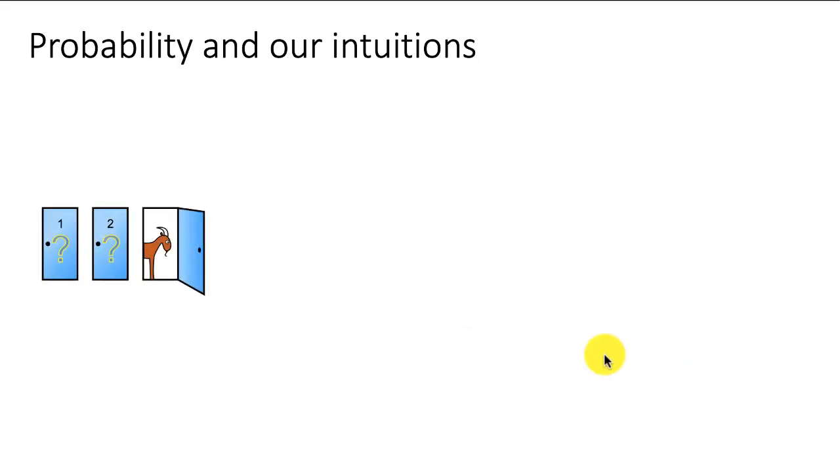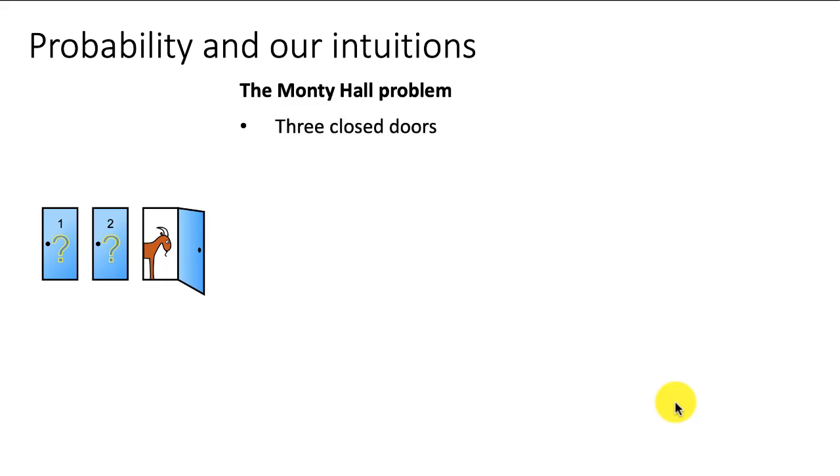Final scenario we have is a game called the Monty Hall problem. This was from a famous TV show that used to occur, I think, in the late 80s and early 90s. Okay, and it works like this. There are 3 closed doors. This is a TV game show.